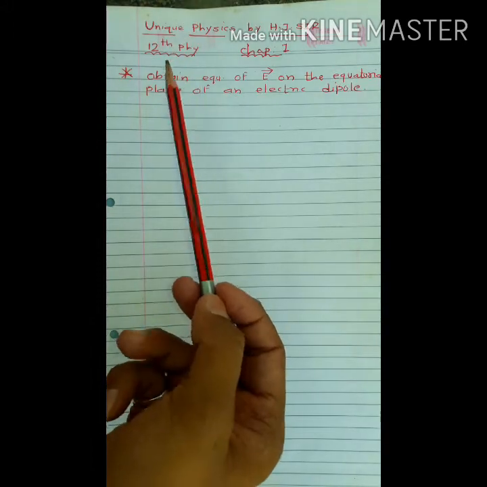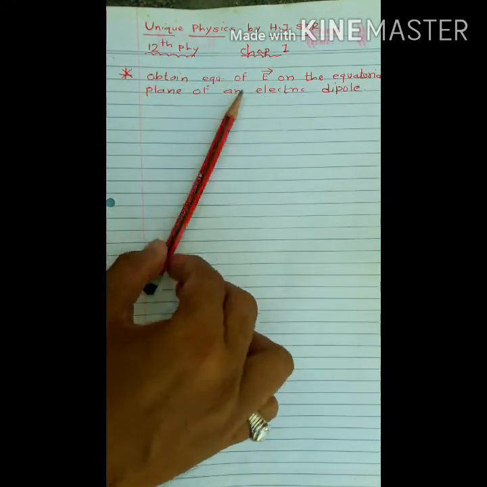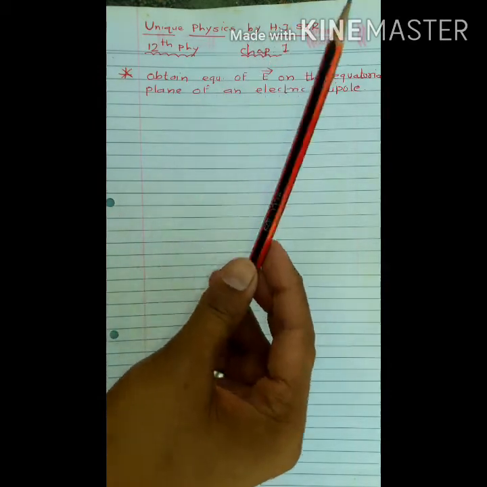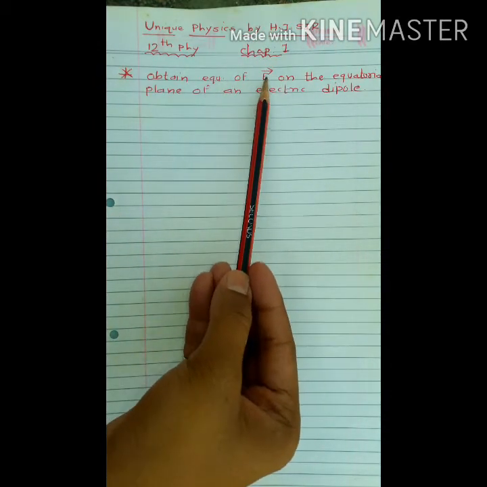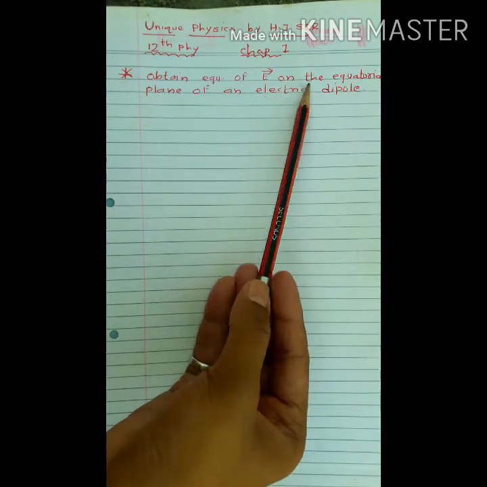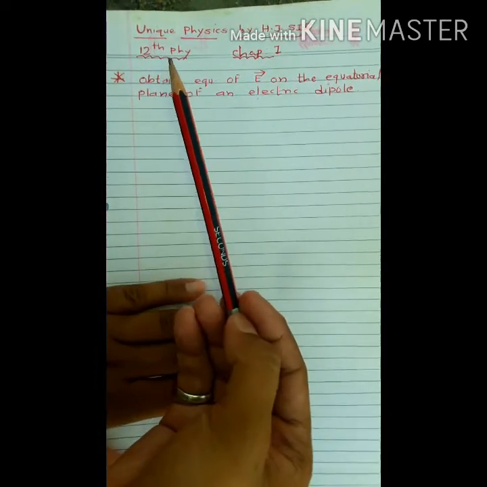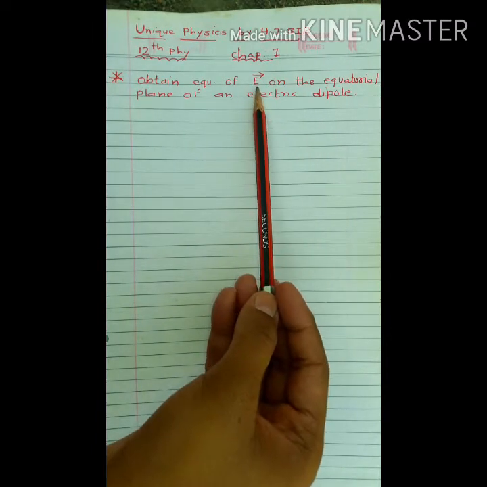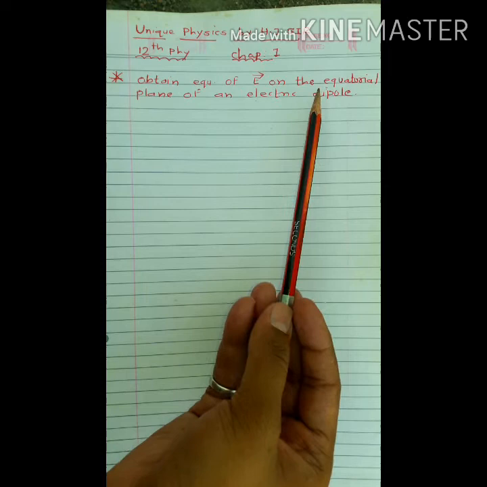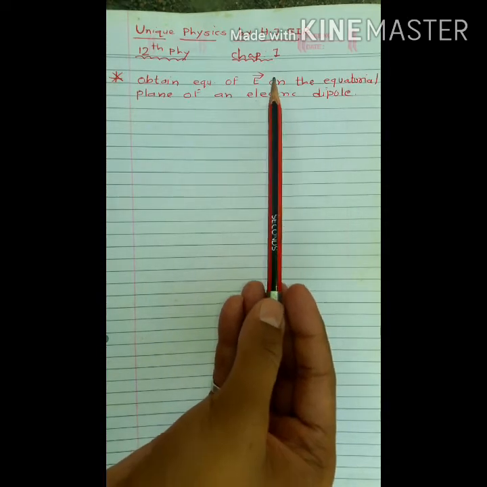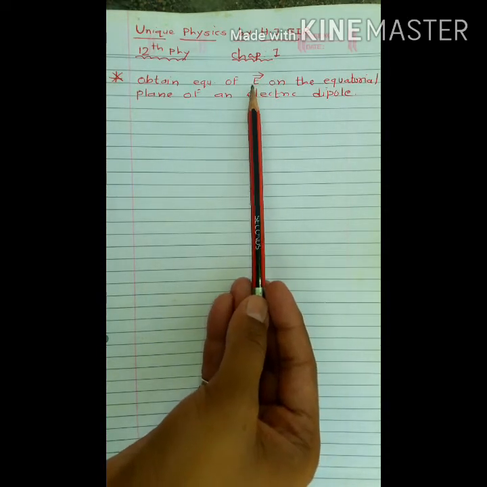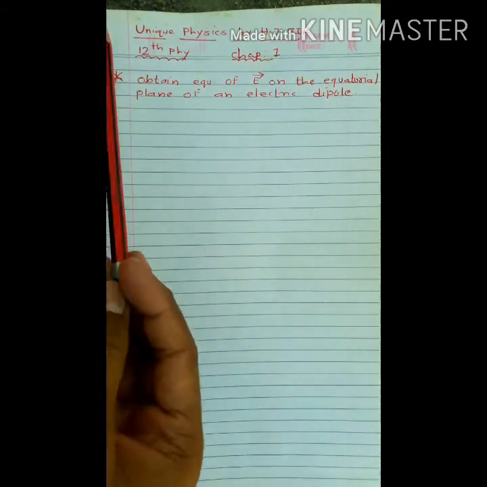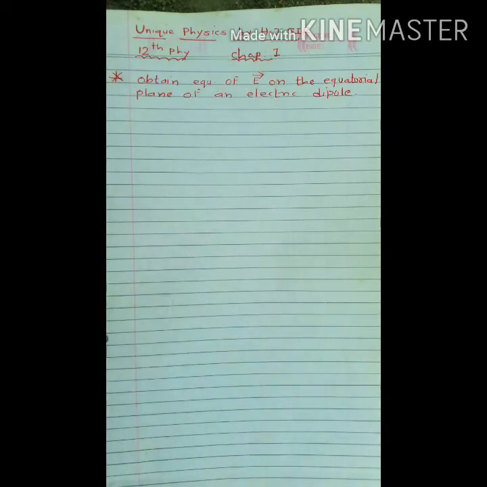Here we will discuss 12th Physics chapter number 1, electric charges and electric field. Now here we are going to explain the equation of electric field on the equatorial plane of an electric dipole. Last time we discussed the electric field on the axis of a dipole. Now we are going to explain the electric field on the equatorial plane of an electric dipole. So here we will derive the equation of electric field.